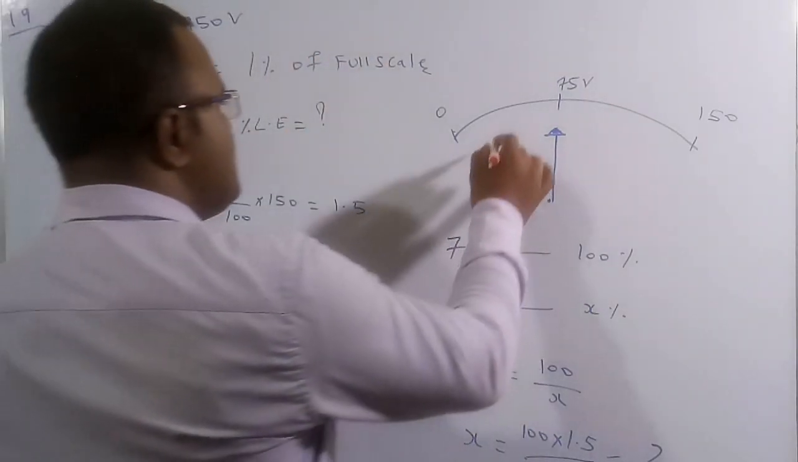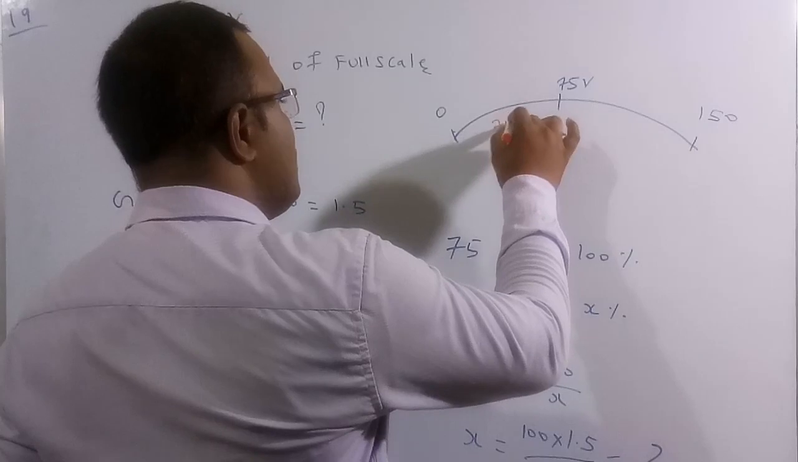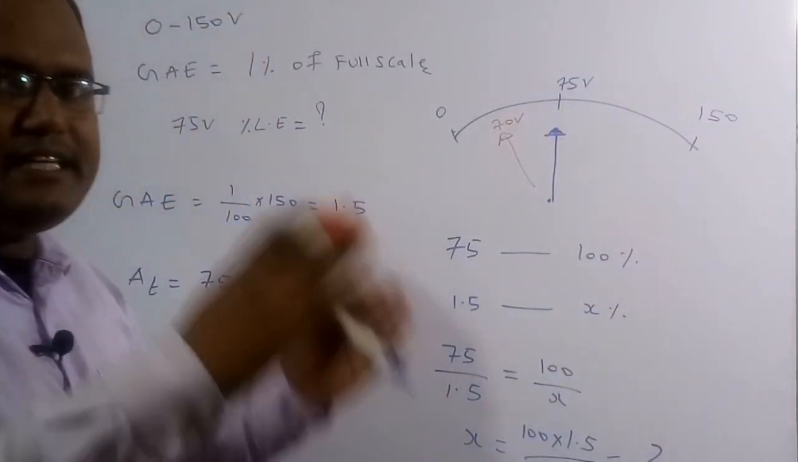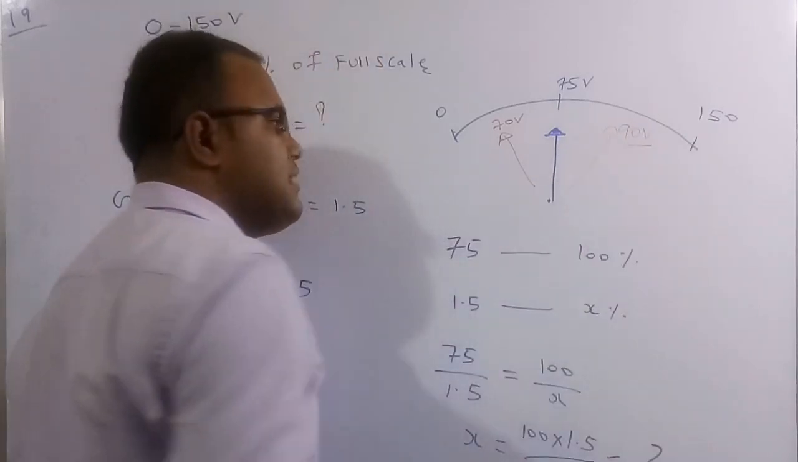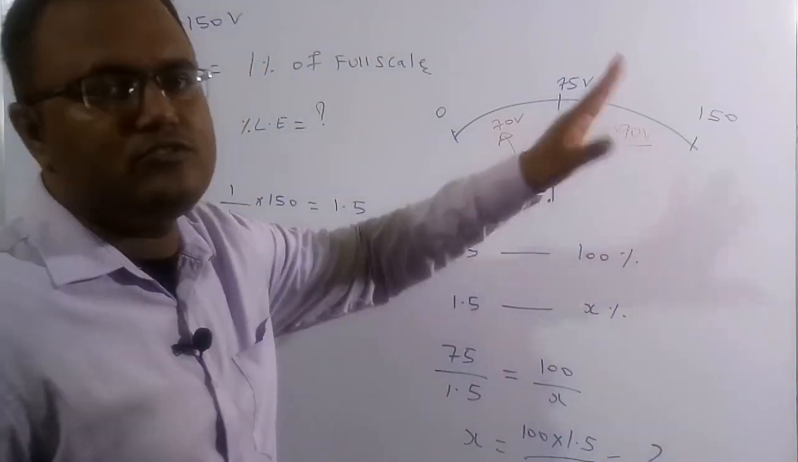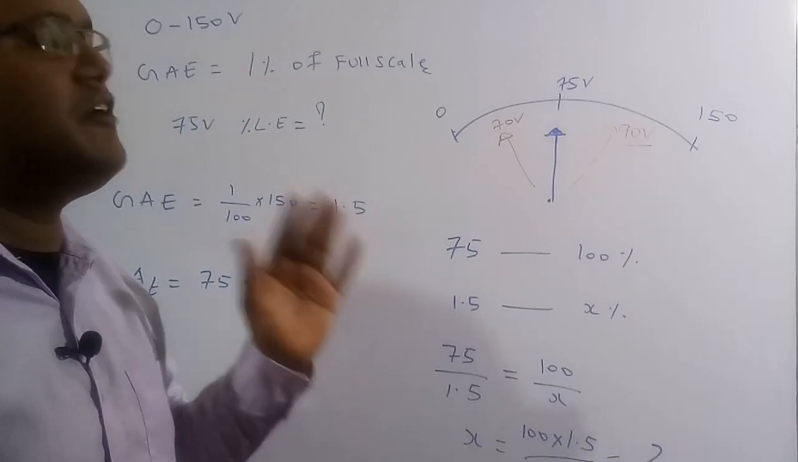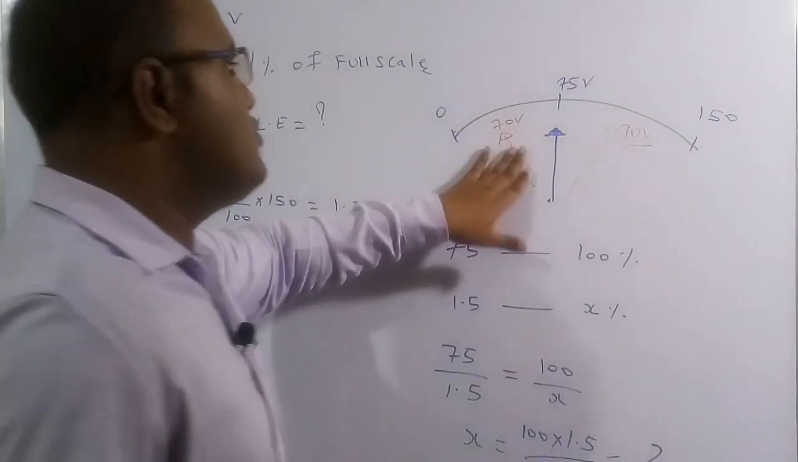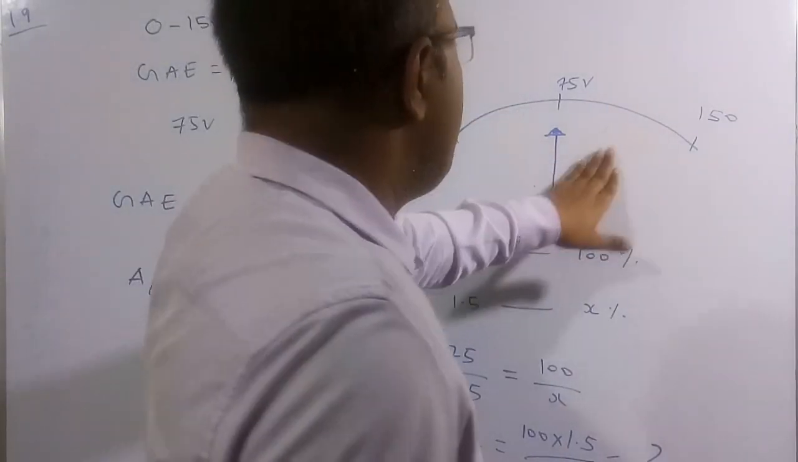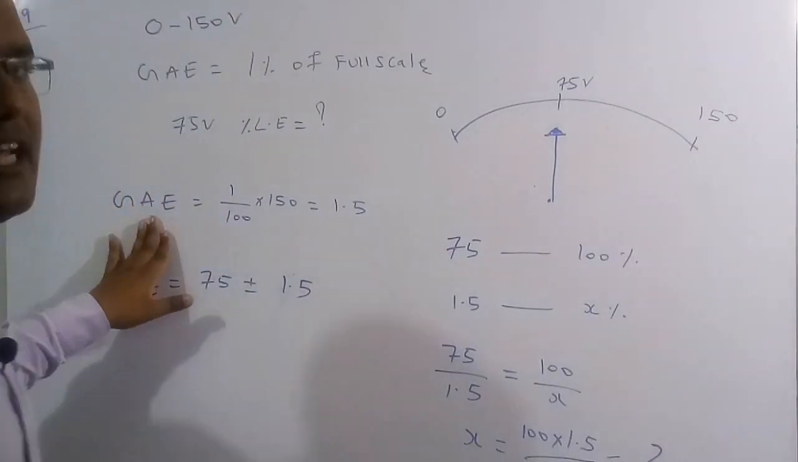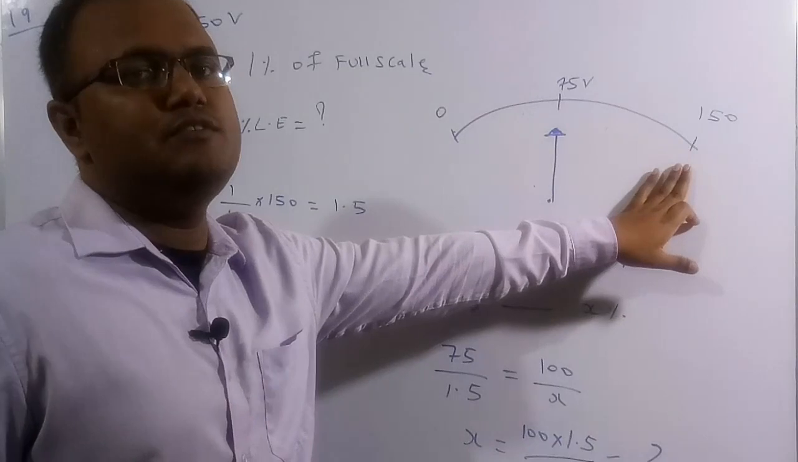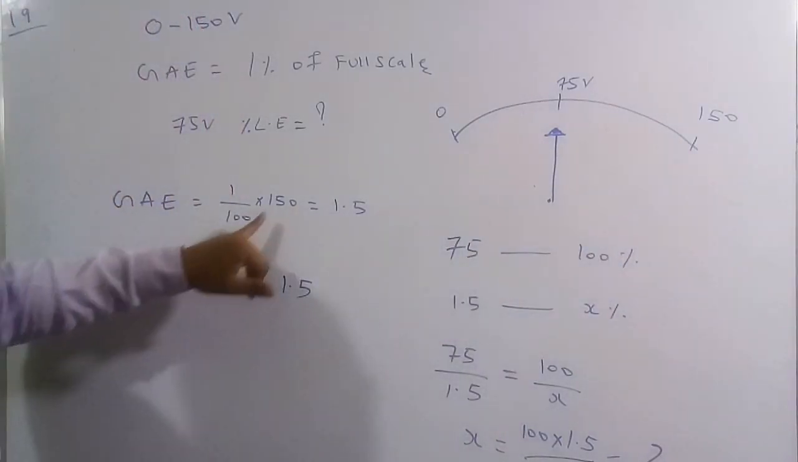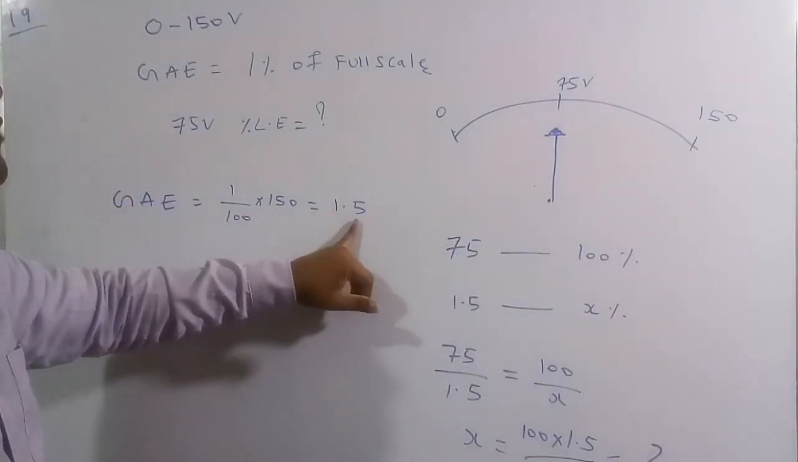Suppose I am going to measure 70 volt. At 70 volt the error which is going to be associated is the same. If you do the measurement at 90 volt also, the error associated with this 90 volt is also the same. It means it is a constant error, independent of the pointer movement or time. So I want to know what this guaranteed accuracy error is. It is 1% of the full scale value. The full scale value is 150 volts, so 1 by 100 into 150, then I get 1.5.